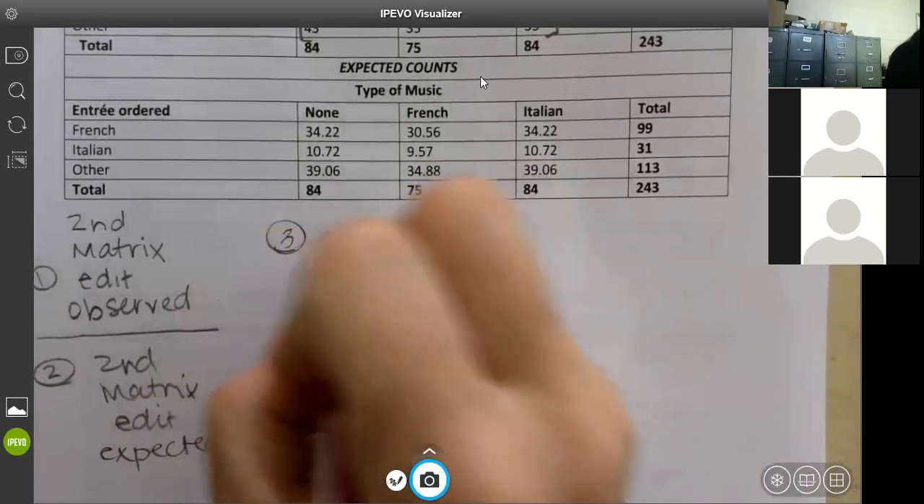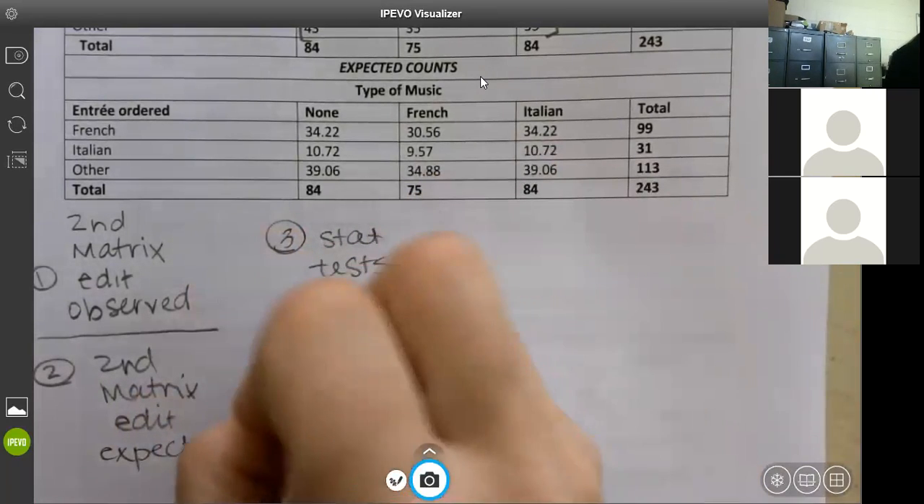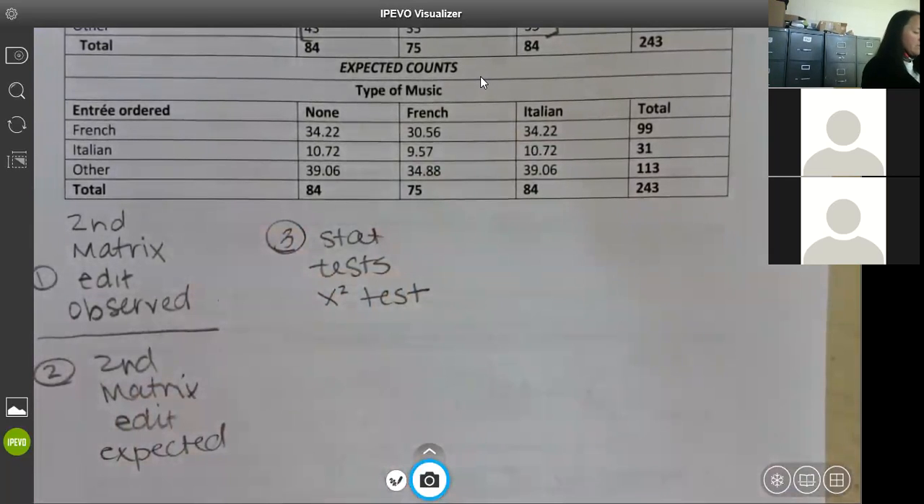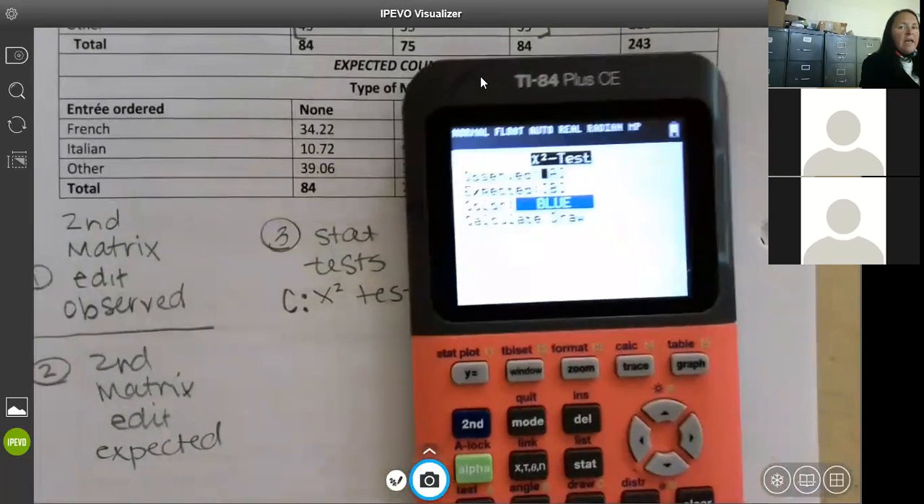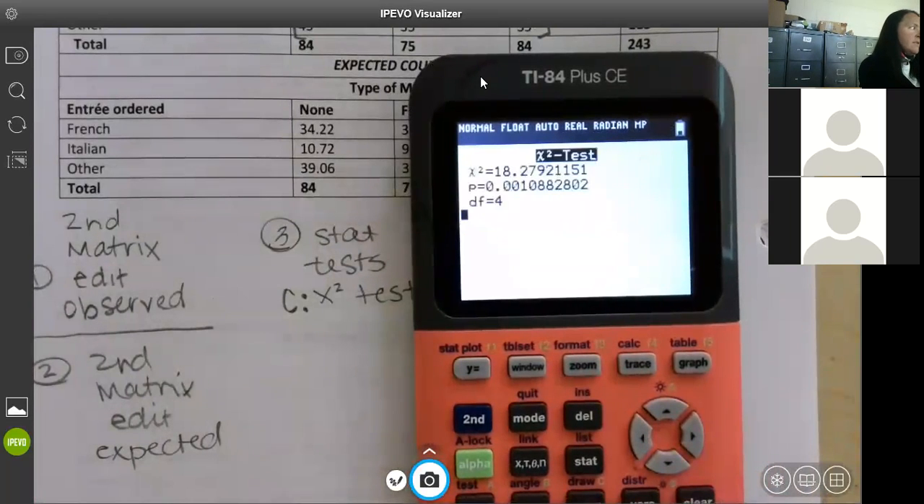You're going to go into stats, over to test, and not the GOF test, the chi-square test. So letter C. You will see that we put observed in A, expected in B, and you calculate it, and it tells you exactly what it is. You want to write all 3 of those things down.